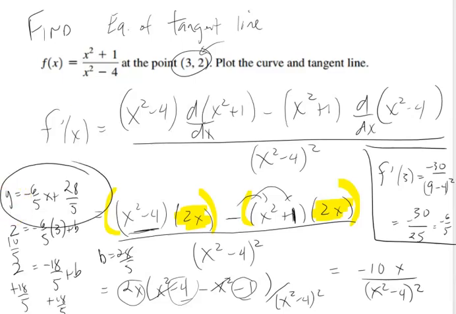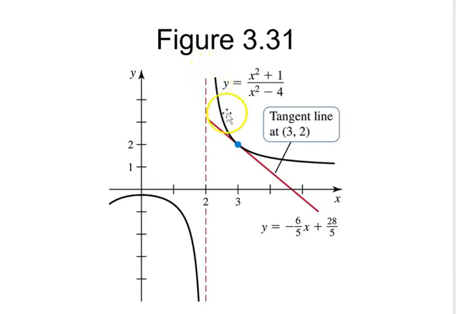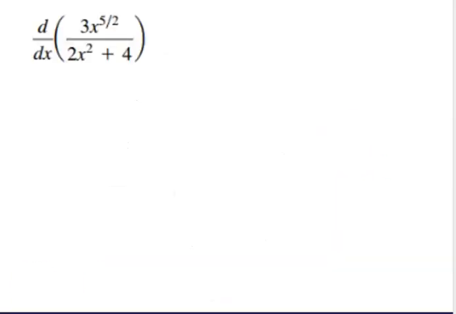And I'm done. If we take a look at the graph, you can graph this on Desmos. Here's my rational function, and that's that tangent line. I just got negative 6/5 x plus 28 fifths, which should be tangent at 3, 2. Okay, let's do one more.